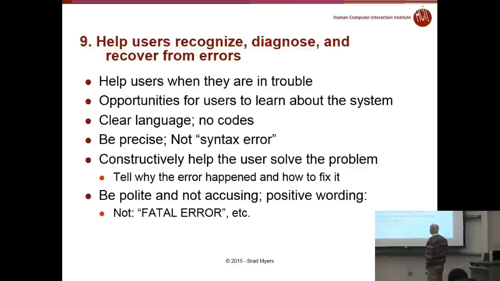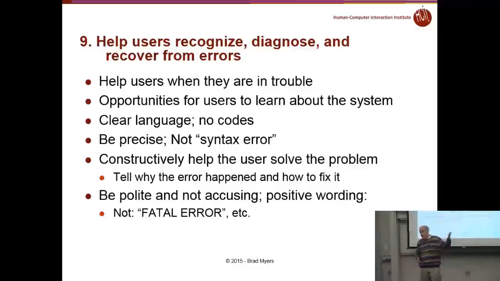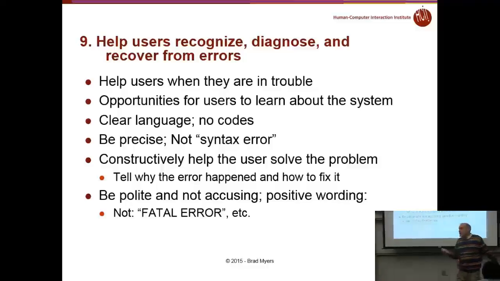Be polite and not accusing. So fatal error, okay? Because you made this error, you're now going to die, right? That's what fatal error means, right? So that's not true. Maybe the program has to die, but it doesn't actually die because it's going to come back to life the next time you invoke it, right? And so, something a lot more polite and positive: I'm sorry, there's been a serious error, this program has to close, right?